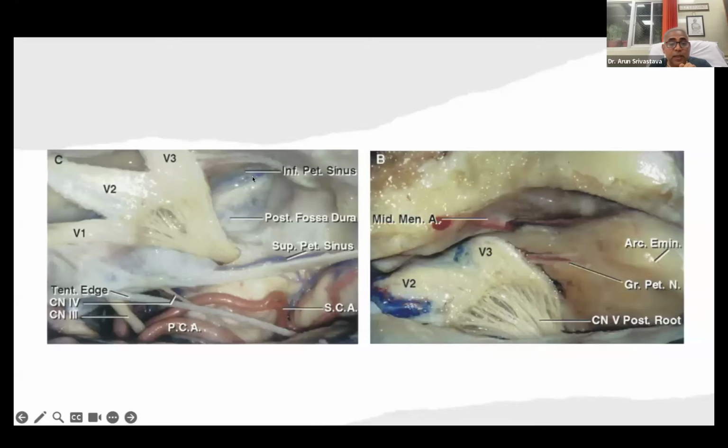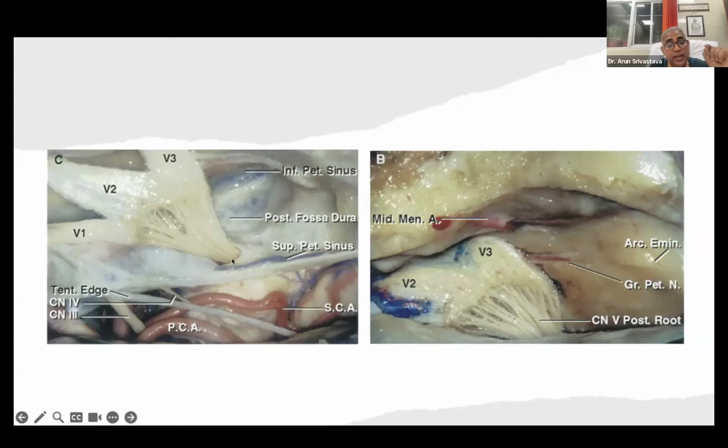So here the petrosectomy has been performed. You can see the superior petrosal sinus. Even the bone over the internal acoustic meatus has been removed. The bone of the trigeminal impression has been removed, and this much wide posterior fossa dura you can see. Inferiorly you can see the inferior petrosal sinus. Superiorly, you can see the superior petrosal sinus.